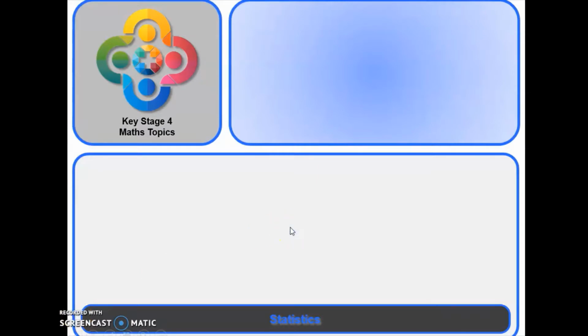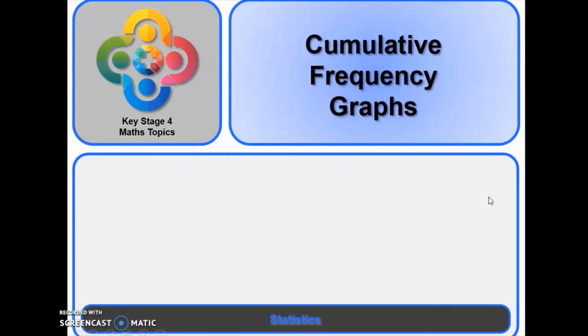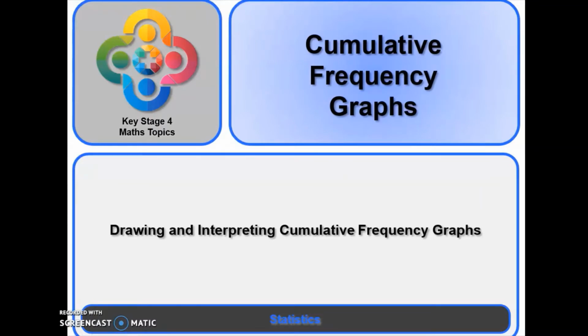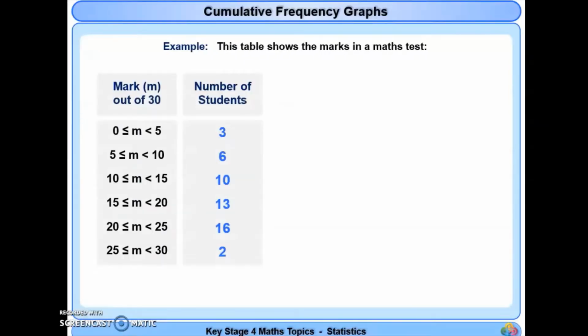Hi there. In today's lesson, we are going to look at cumulative frequency graphs. So we're going to look at drawing and also interpreting cumulative frequency graphs. Okay, so this is a very typical exam question.